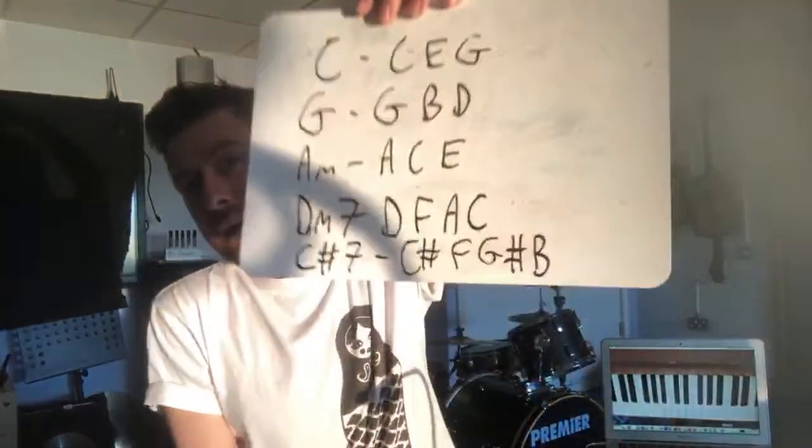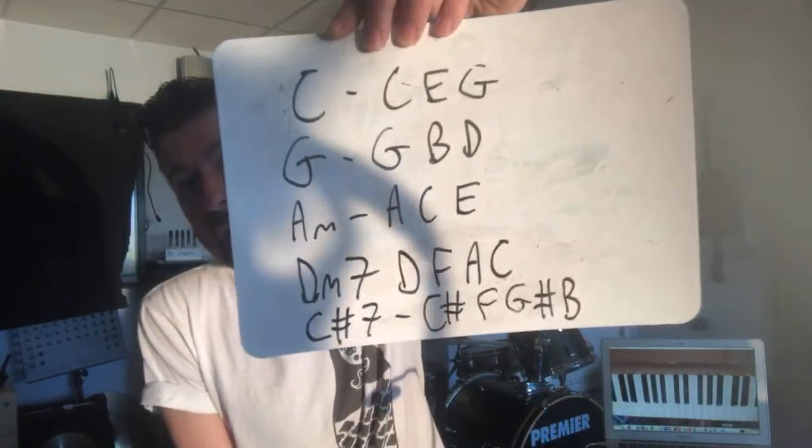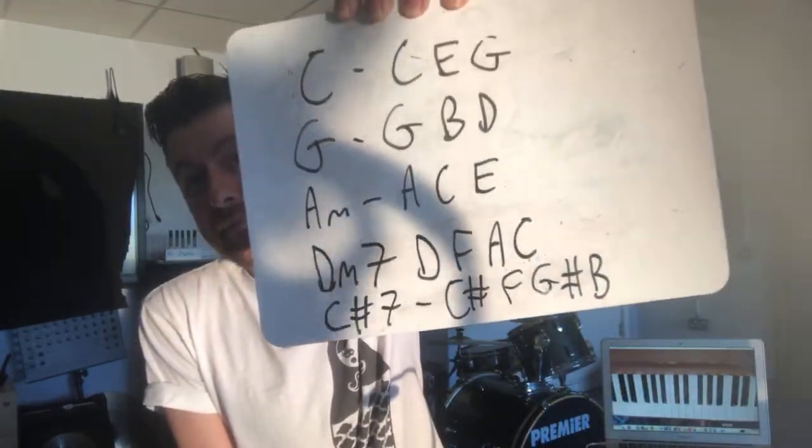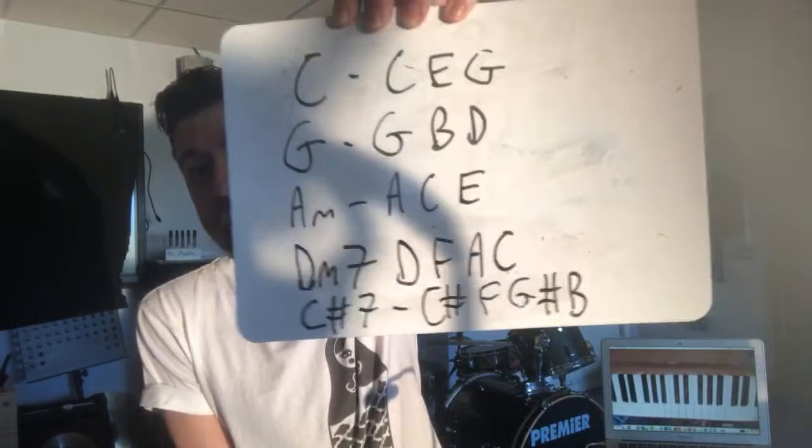So 4 chords with tritone substitution. So C, G, A minor, D minor 7, passing C sharp 7. Here we go.